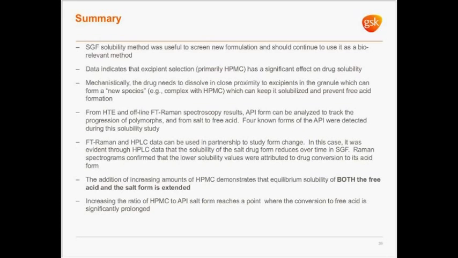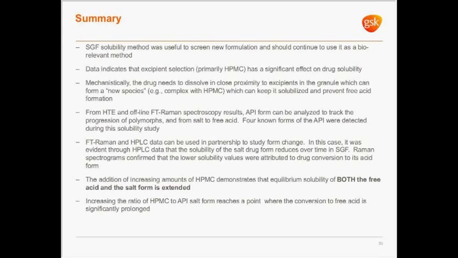The data indicates that excipients can indeed impact the solubility of an API, and that HPMC, in this case, significantly increases the drug concentration solubility of this particular drug in simulated gastric fluid. It appears that the drug needs to dissolve in close proximity to the excipients in order to have a high likelihood of forming a complex with the HPMC in this case. This new species can help the drug stay in solution and can inhibit the formation of free acid.